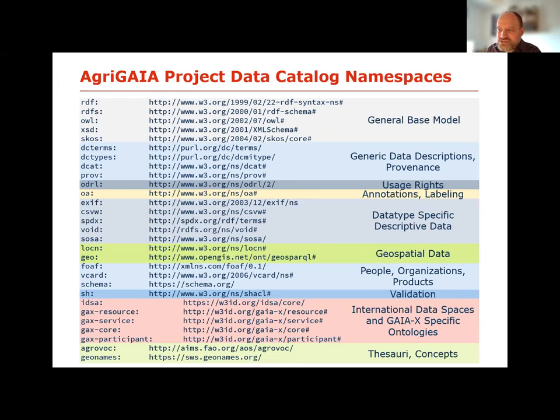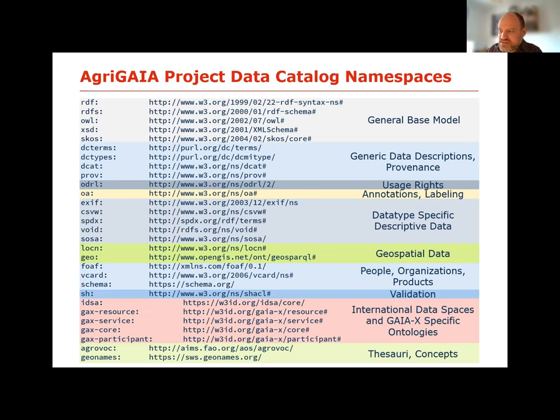And in fact, this is also what we did in the AgriGaia project. This roughly illustrates the different namespaces that we have been using in the data catalog. There are some namespaces concerned with the general base model. We have very generic data descriptions and provenance data, and here Dublin Core comes into play. We want to express policies and access rights on the data set. For that, we use ODRL. The annotations I have already explained a little bit, so there is also a vocabulary around this.